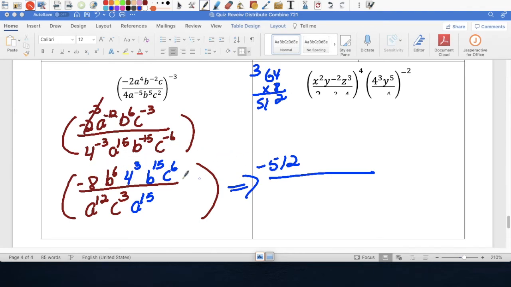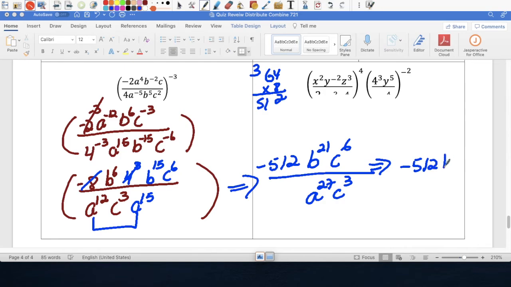Then I have left over B6, so let me cross these two out. B6 and B15 is B21. And then C6. At the bottom, I have A12 and A15, which I can combine and write A27, and then I write C over 3. Is there anything I can simplify? Yeah, there's one more. I can simplify the C's. So it's still negative 512 B times B to the 21st power over A to the 27th power, and then C6 and C3 is just C3 on the top, I think.